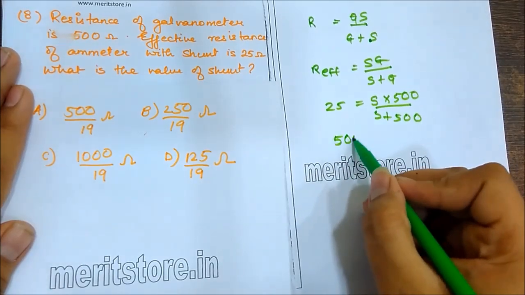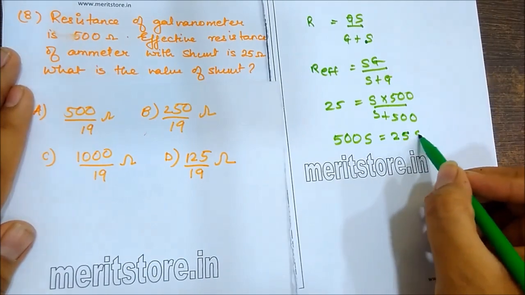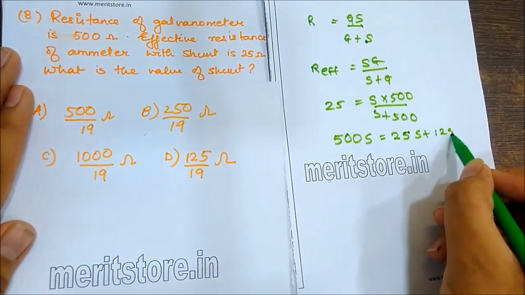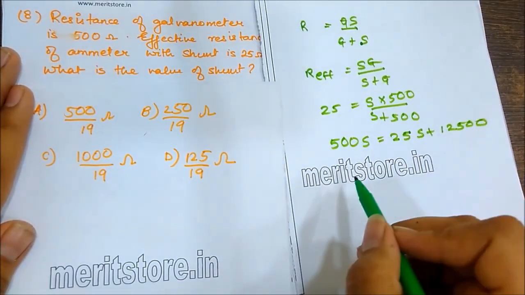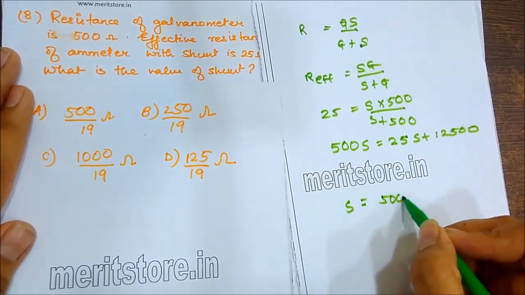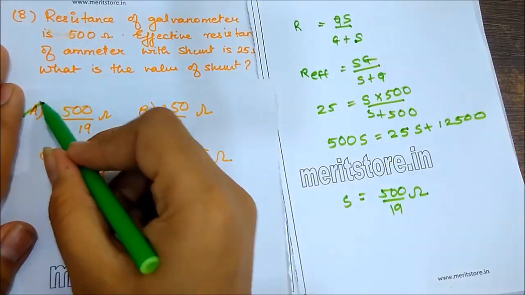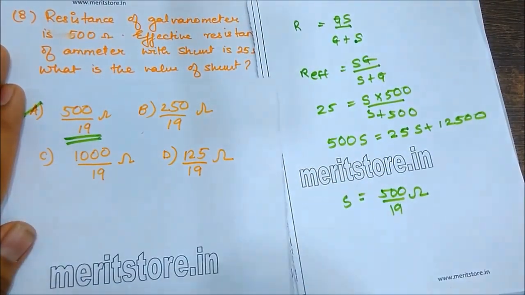500 S is equal to 25S plus 12500. So the value for S comes up to be 500 upon 19 ohms. So option A, 500 upon 19 ohms is the correct answer.